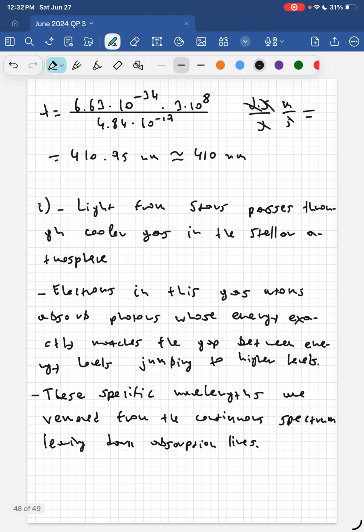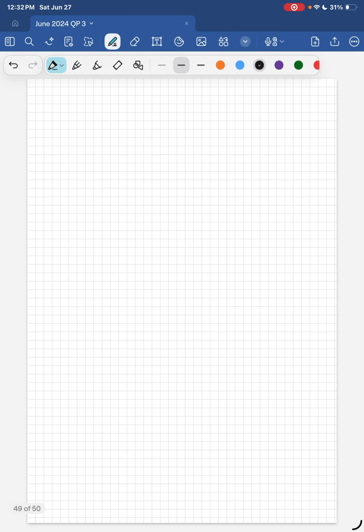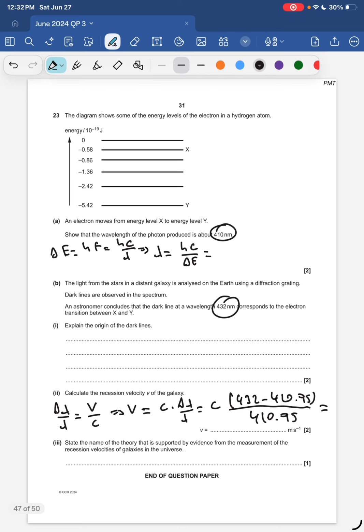This yields, we need to go to the back, okay, over here. So v is 0.0512 times the speed of light, which is 1.54 times 10 to the 7 meters per second, which is the final answer. And there is one more question, part 3. State the name of the theory that is supported by evidence from the measurement of the recession velocities of galaxies in the universe. So the Big Bang theory, or we can also call it Hubble's law.